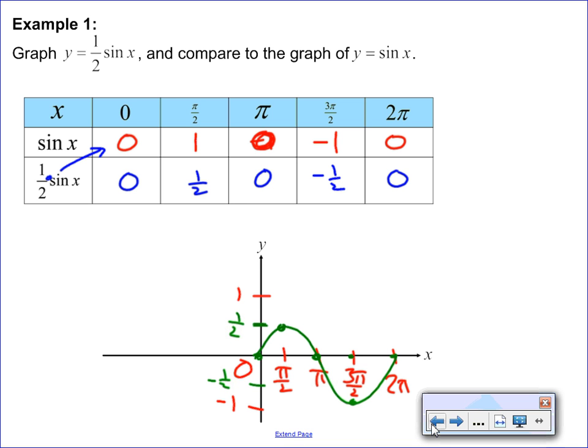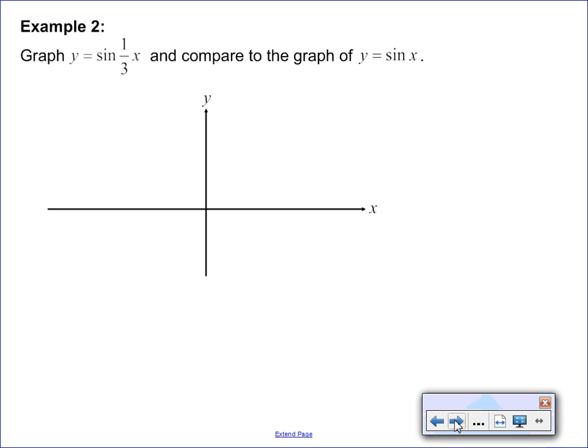Let me show you how to do it. In order to set this up, first of all, the B in here is going to change. To set up our chart, we first need to figure out what our intervals are. Since sine happens between 0 and 2 pi, we just put that 1/3 in between 0 and 2 pi.